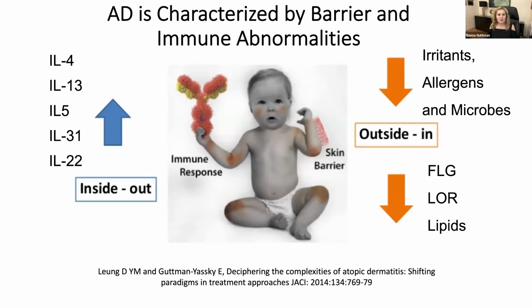And as we know, atopic dermatitis is a complex disease that has both immune but also barrier abnormalities. When we think about atopic dermatitis, it has abnormalities in type 2 cytokines such as IL-4, IL-13, IL-5, IL-31, but also IL-22, the type 22 cytokine. And also it has some variable Th1 and Th17 abnormalities. And of course, it also has vast barrier abnormalities.